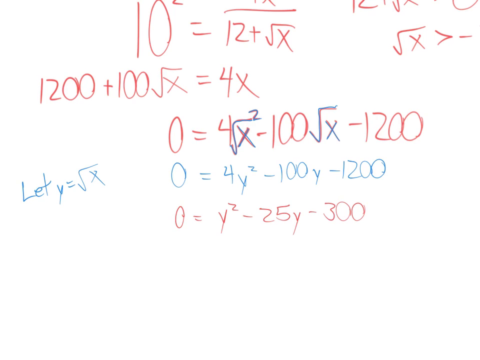Okay? Now, you can try a bunch of different stuff, but this one actually doesn't factor. So what do we have to use if it doesn't factor? The quadratic formula. Negative b, so positive 25, plus or minus the square root of b squared minus 4ac. 4 times 1 times a negative 300 is a negative 1200. So it's plus 1200, all over 2. Is it 1200 or 200? 1200 because it's minus 4ac.